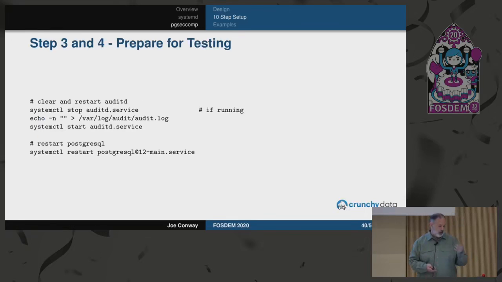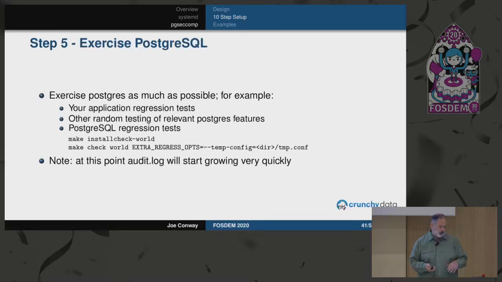So clear out auditd and basically restart the service, restart Postgres after making all these changes. Now, this is what I alluded to earlier, you want to exercise Postgres through as many paces as you can. So you want to run all your application regression tests. You basically want to try and get your application to use the database to do everything it might possibly do. You might also want to run the Postgres regression tests. I've got the formulas here.